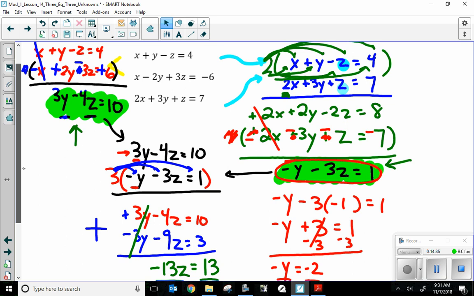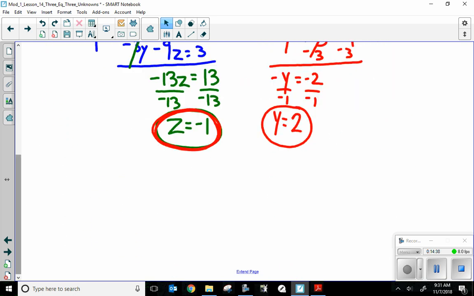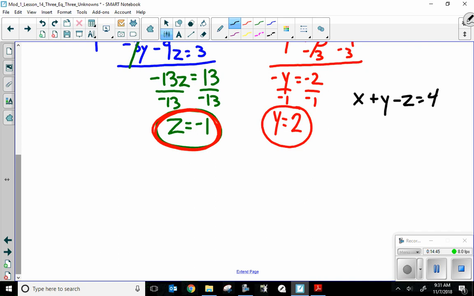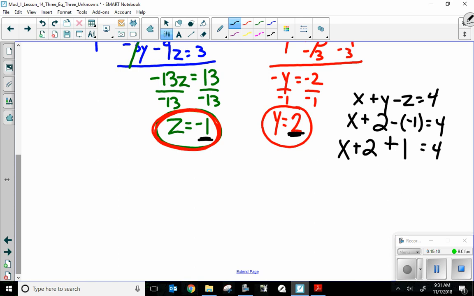All right? So x plus y minus z equals 4. That was one of our original equations that had 3 variables. X, which is what I'm solving for, plus y, which is 2, minus z, which is -1, equals 4. So x plus 2, when I subtract a negative, it becomes a positive, +1.